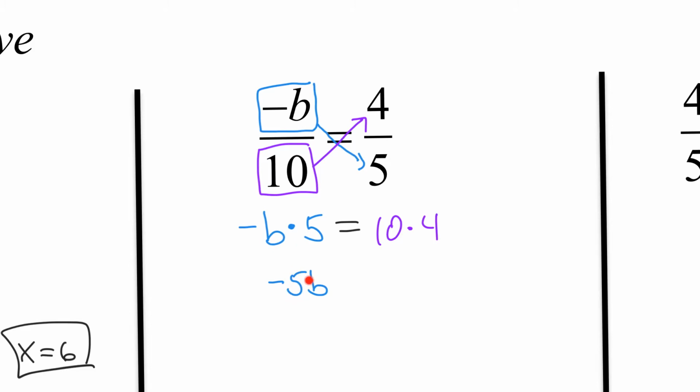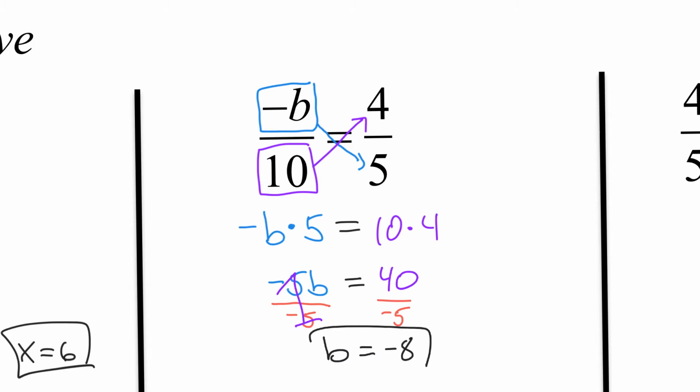So we get negative 5b on this side, negative b times 5. You always put the number in front of the variable, so it's negative 5b equals, and we get a positive 40 on this side. You want to get the variable by itself. So I'm going to divide by negative 5 here, and this turns into positive 1, negative 5 divided by negative 5. So we get b equals negative 8.